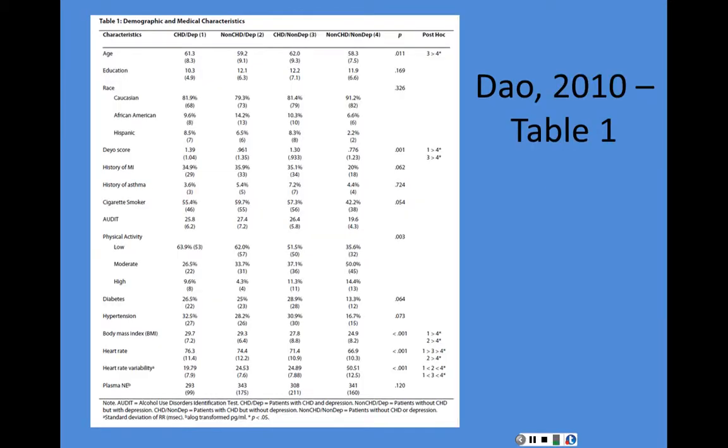On to the next article. In this paper, Dow, 2010, they did some group comparisons, and in this case, they divided up their group of people into 4 groups. And so these are labeled 1, 2, 3, and 4.